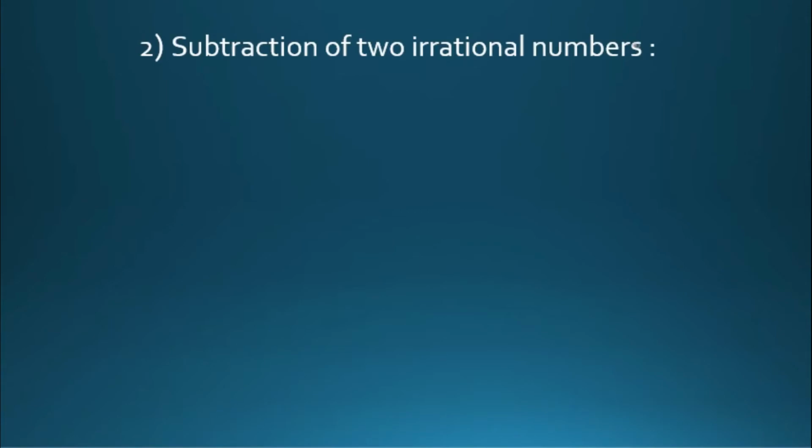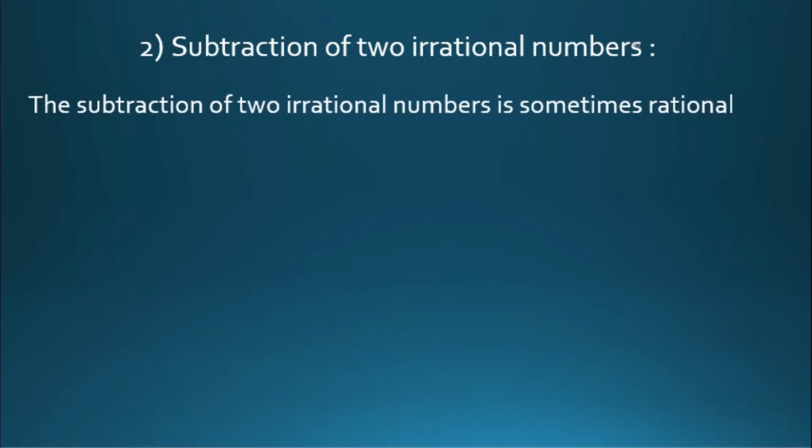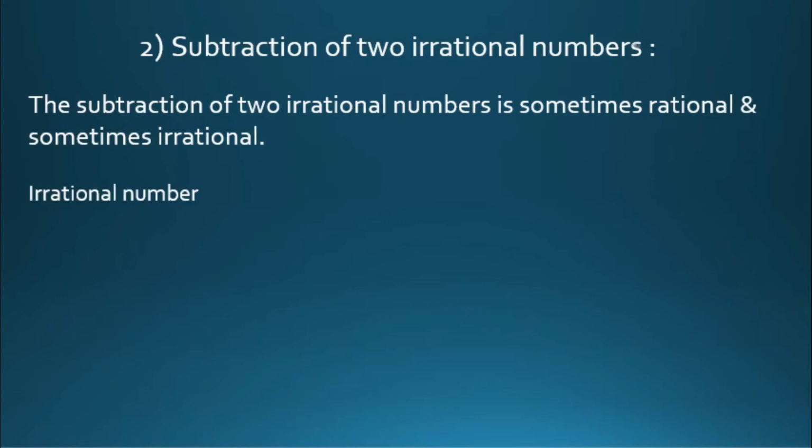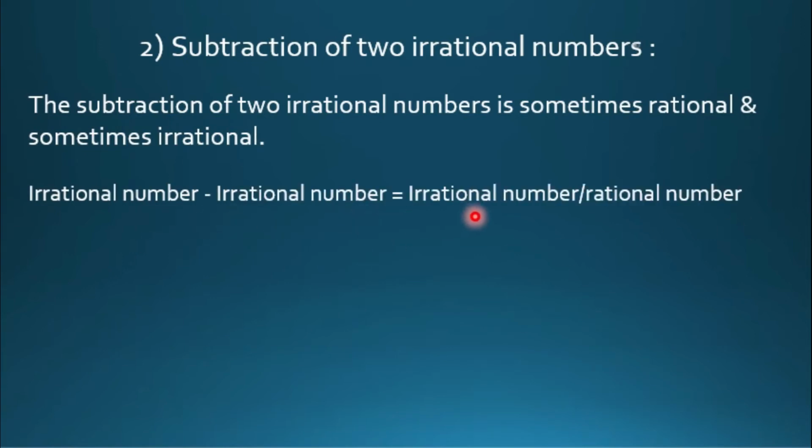Subtraction of two irrational numbers. The subtraction of two irrational numbers is sometimes rational, sometimes irrational. Irrational number minus irrational number is equal to an irrational or rational number. For example, square root of 3 minus square root of 3 is equal to 0. The result is a rational number.